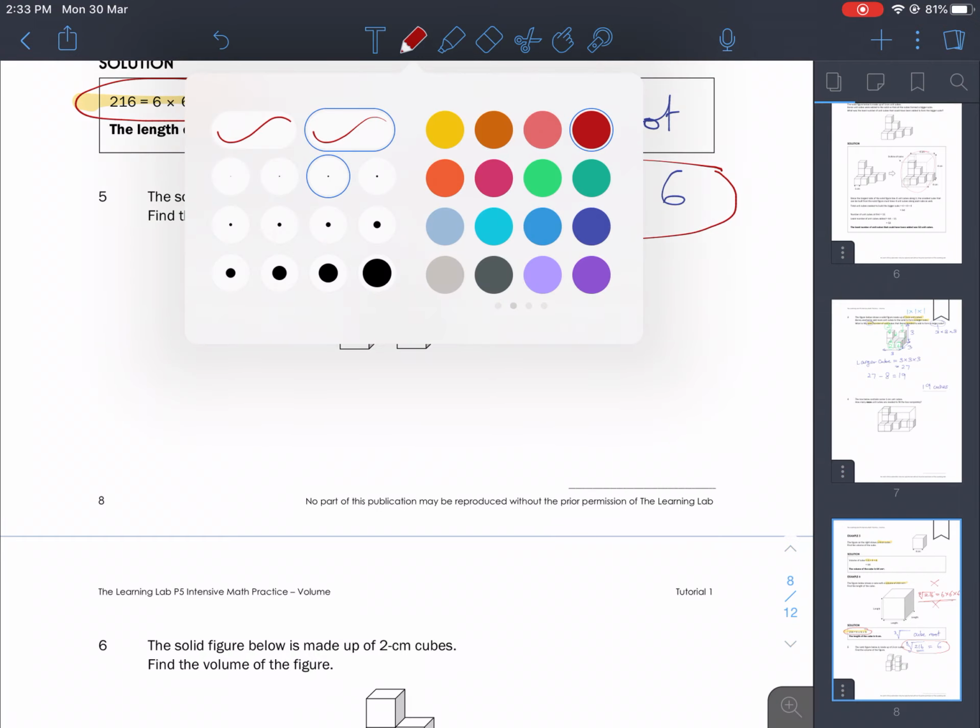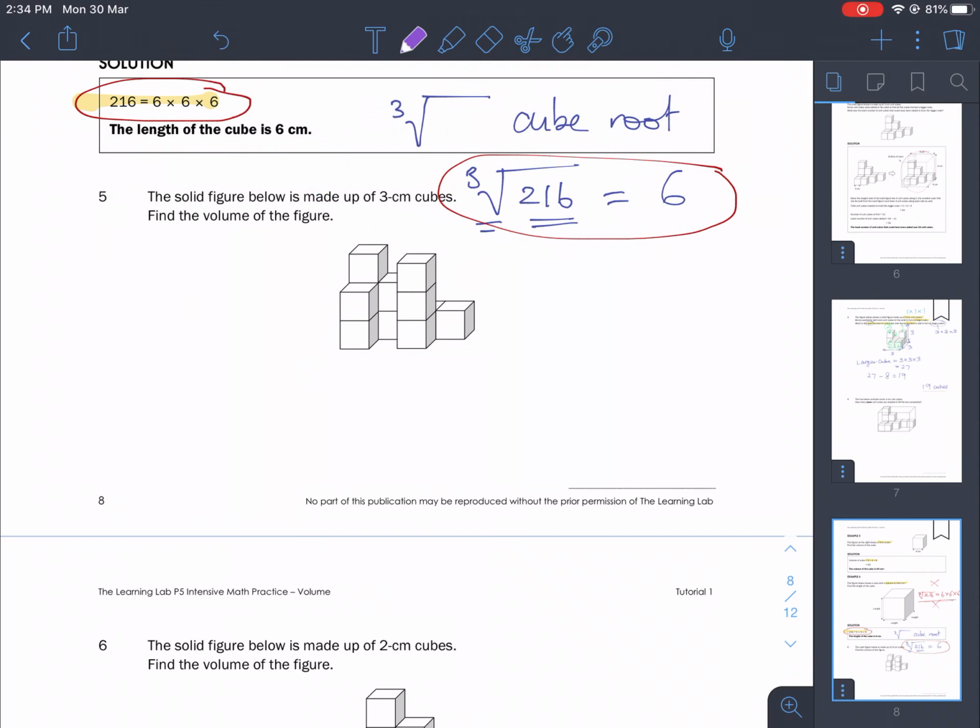I'm just going to use a different color so we don't get confused. Let's use purple. The solid figure is made up of 3 cm cubes. So you know the volume of one cube will be 3 times 3 times 3, again 27. Okay. Now we count how many of those cubes we have. This is the volume of 1 unit cube.